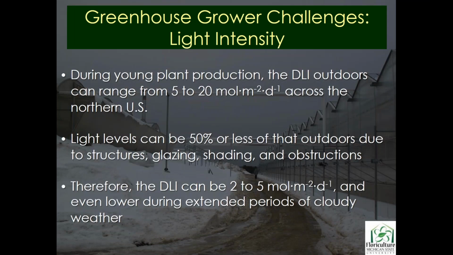During this young plant production time, especially during the peak, our daily light integrals outdoors range anywhere from 5 to 20 moles across the northern US. And of course, once we move into a greenhouse facility, light levels can be 50% or less of outdoors due to the structures, glazing material, shading, and other obstructions such as hanging baskets. Therefore, it's not uncommon to have daily light integrals of anywhere from 2 to 5 moles, and even lower during extended periods of cloudy weather.